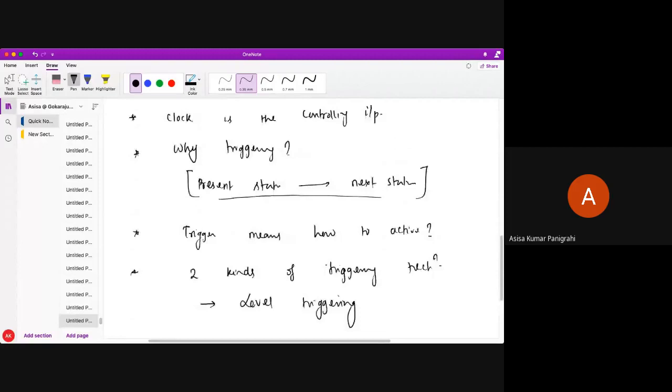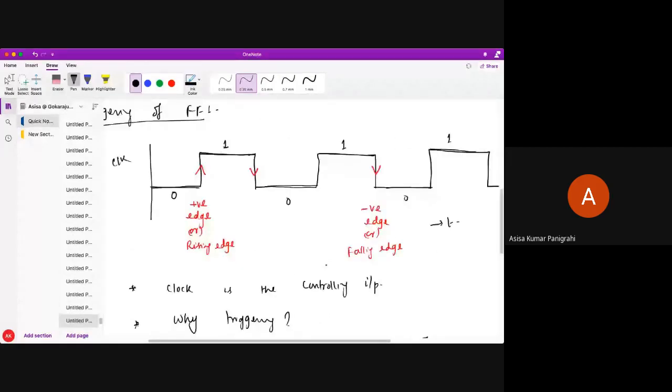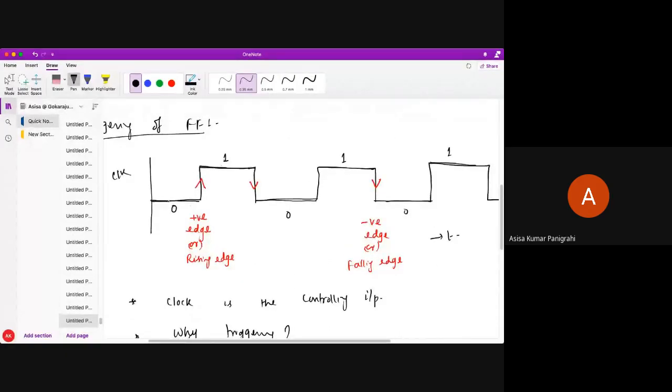What is level triggering? If your flip flop changes its output during the levels of the clock input, so this is my level of the clock input, if the flip flop changes its state in this particular time period, then it's called a level triggered flip flop.